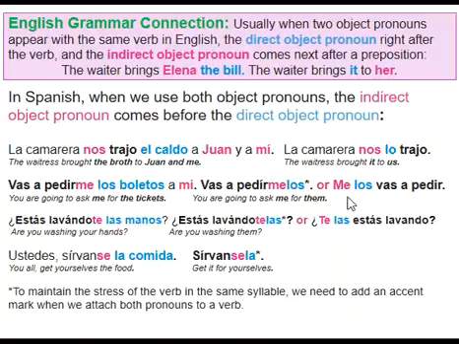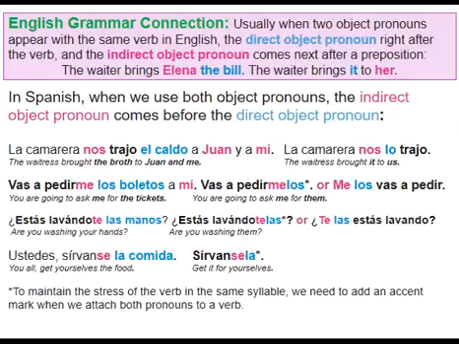What happens when we place them before the verb, when we have a construction with the infinitive or the gerund? Okay, remember that we could place it either attached at the end or before the conjugated verb. Same thing, indirect object first, direct object pronoun after the indirect object pronoun. Me los vas a pedir. See?